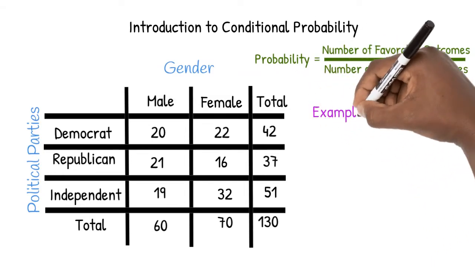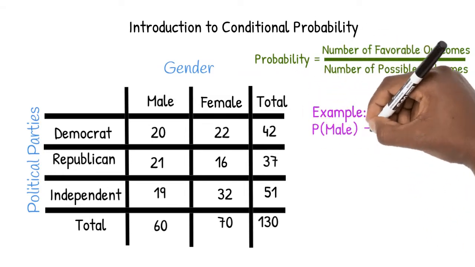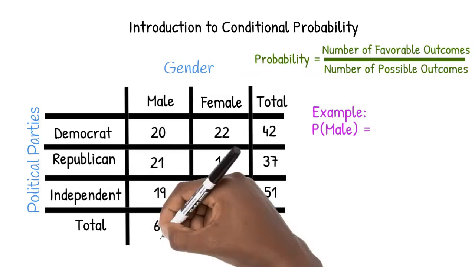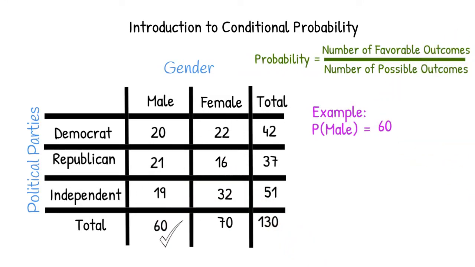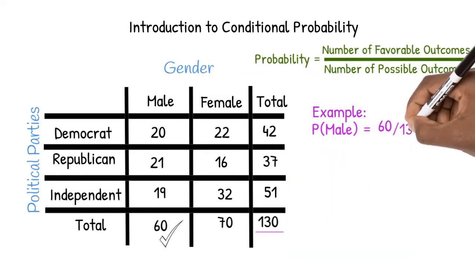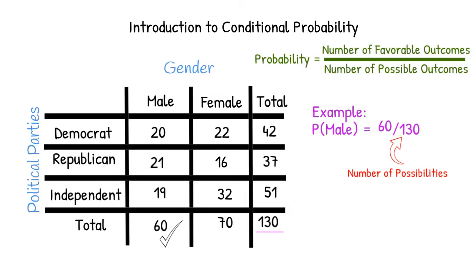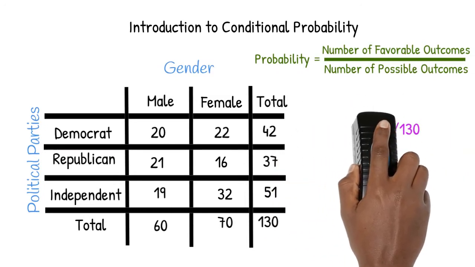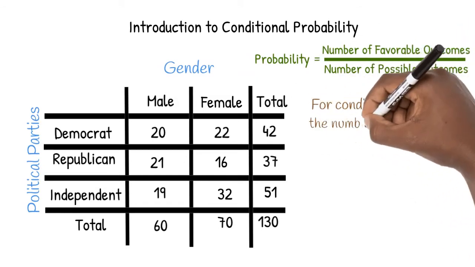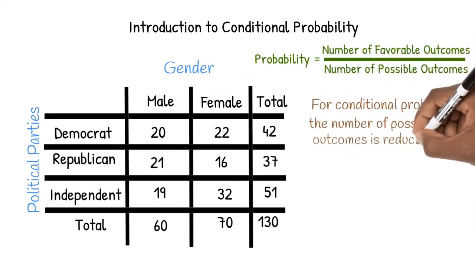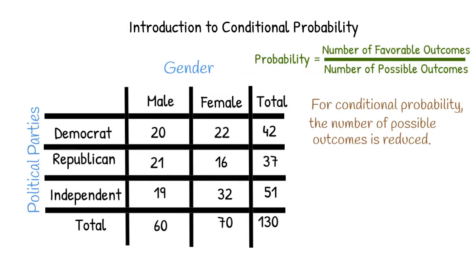For example, to find the probability of selecting a male from this group, we see that there are 60 males, so our number of favorable outcomes is 60, and the total number of people is 130, so that is the number of possible outcomes. Conditional probability gets a bit more specific. For conditional probability, the number of possible outcomes is reduced to account for a specific category or categories.